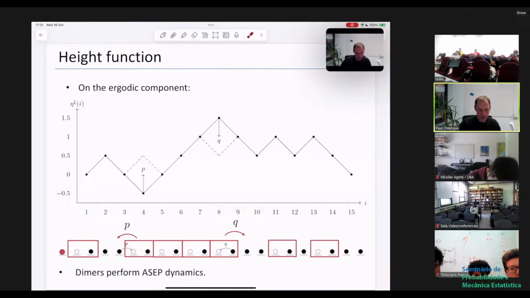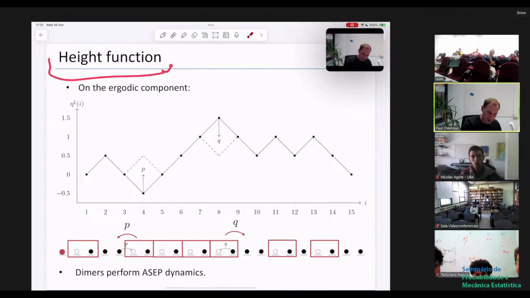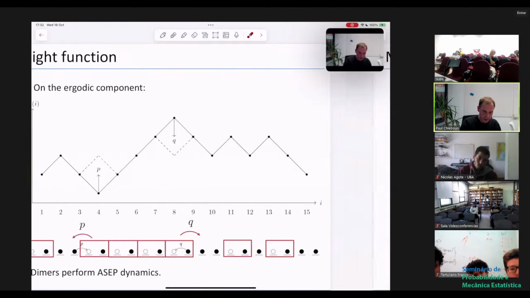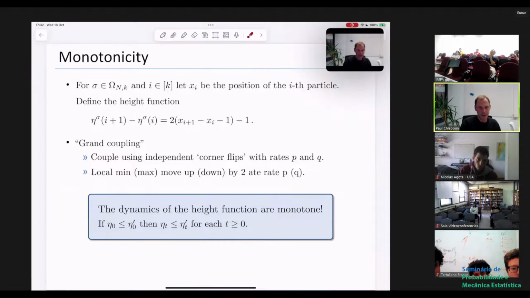So, okay, it was already clear, but now we have a nice height function representation that once we're on the ergodic component looks like the height function of the exclusion process. The nice thing though is that this new height function describes the dynamics. So it's bijective, or rather it's injective, so bijective on the image. So we can fully describe our process just by looking at the height function.